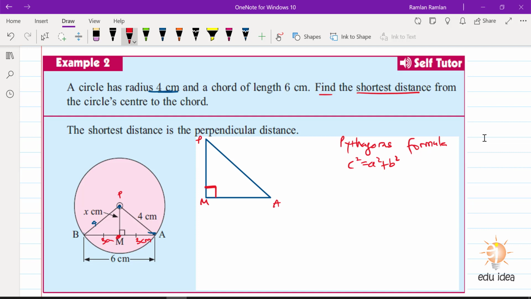Now what really needs to be paid attention to is that in this formula, c is always the hypotenuse. It's going to be the longest side. So where is it? It is always in front of the 90 degree. So this is 90 degree, and it's opposite to that.